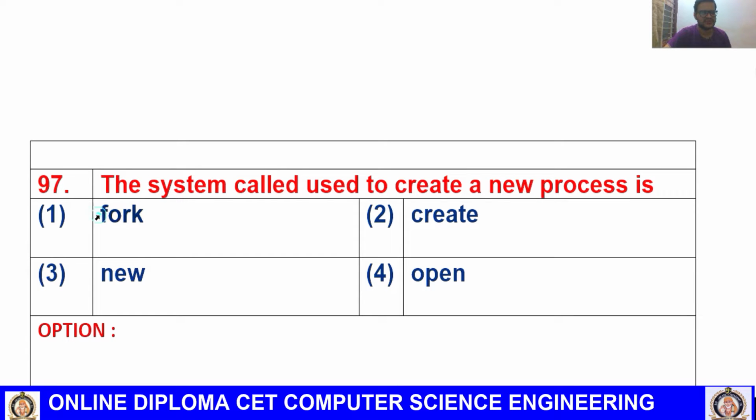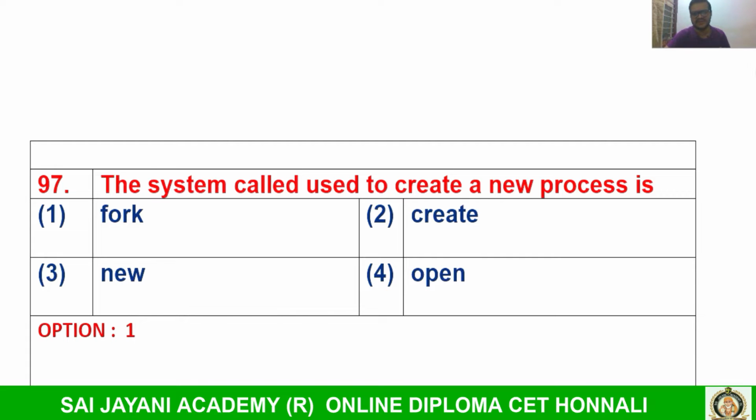In that, the first option is fork, the second option is create, the third option is new, and the fourth option is open. For question number 97, the first option, that is fork, is the right answer.